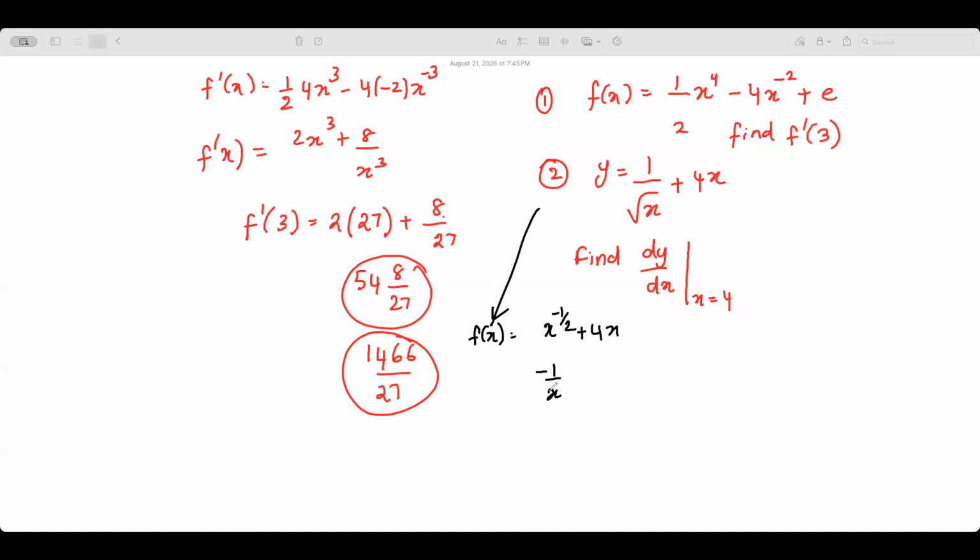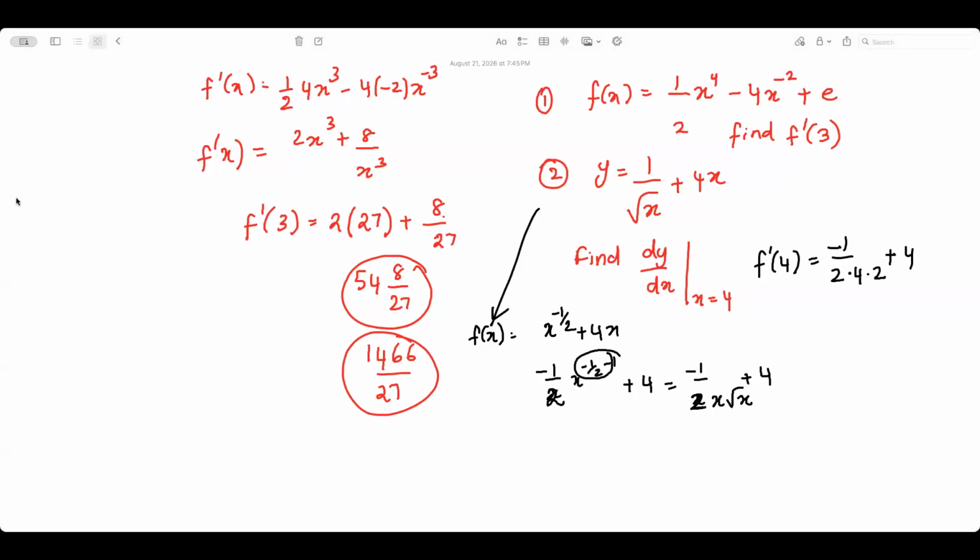Okay, minus half x power of minus half minus 1, plus 4. So that would be minus half. This is minus 3 by 2, right, ma? So when it comes down, it becomes x power of 3 by 2, but that is x square root of x, correct? Plus 4. So when you substitute 4, f dash of 4 becomes what? Minus 1 by 2 times 4, square root of 4 is 2, plus 4. That's all, ma. So what are we getting? 2 to the 4 is 8, 8 is 16, plus 4. Minus 1 plus 64 by 16, which is 63 by 16.